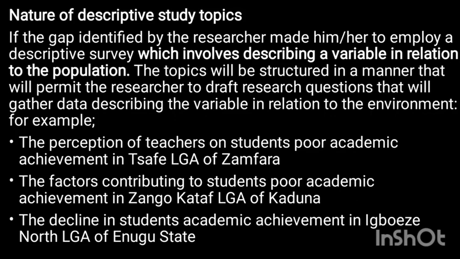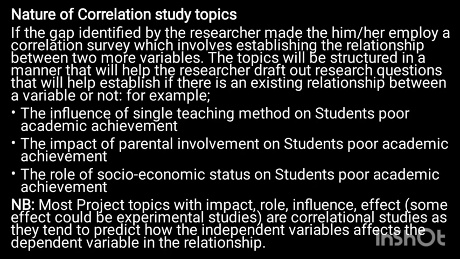While the next one is on the nature of correlation study topics. If after studying those materials, the gap identified by the researcher made him or her employ a correlation survey, which involves establishing a relationship between two or more variables, the topic will be structured in a manner that will help the researcher draft research questions that will help establish if there is an existing relationship between the variables or not.